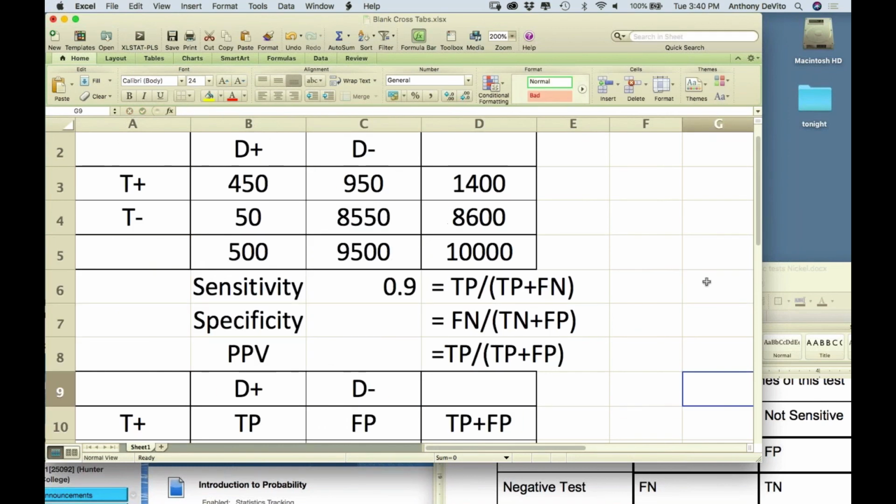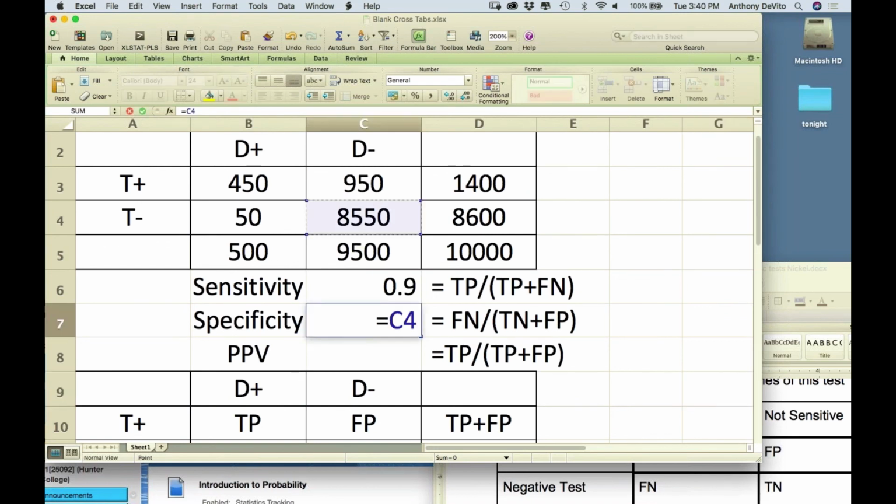So for the specificity, we have 8,550 people out of 9,500 people who don't actually have the disease. 950 were misdiagnosed. So the specificity is 90%. Sensitivity and specificity in this case were the same. So what's the positive predictive value?